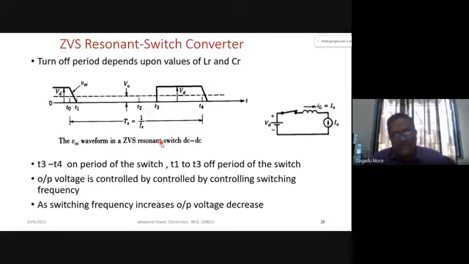So is it clear? What is the difference? What will happen in case of ZVS with frequency and output voltage? What will happen in case of ZCS with switching frequency?